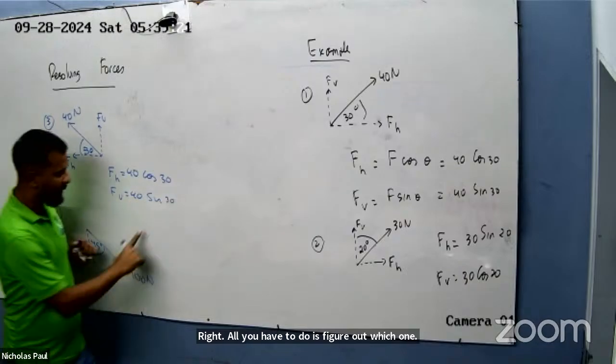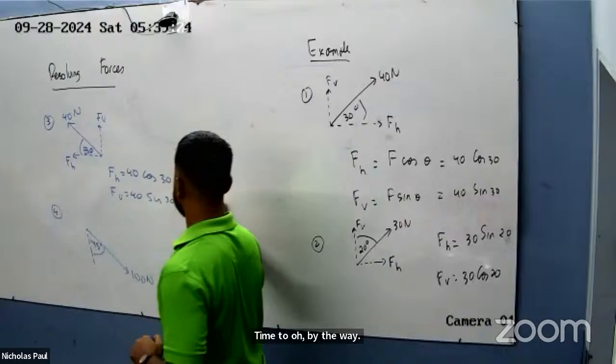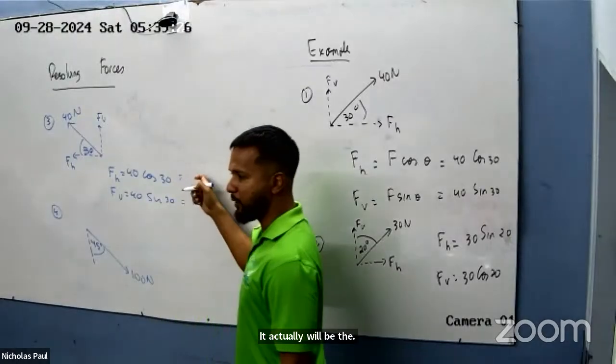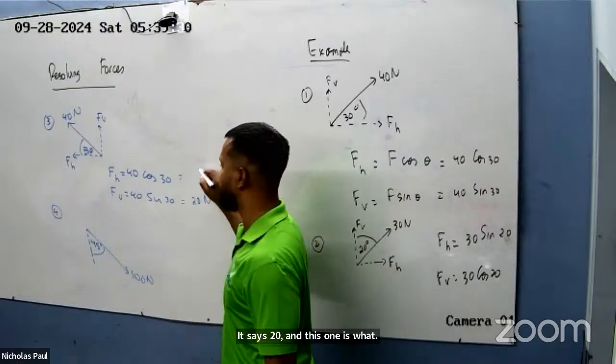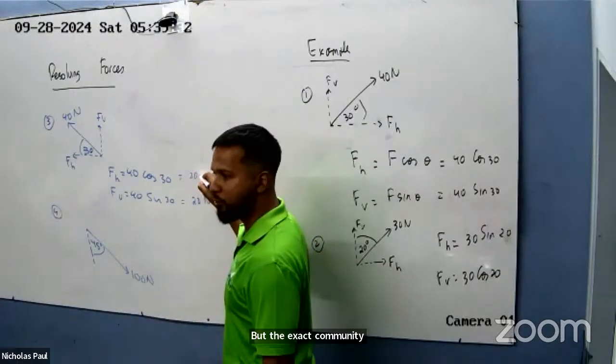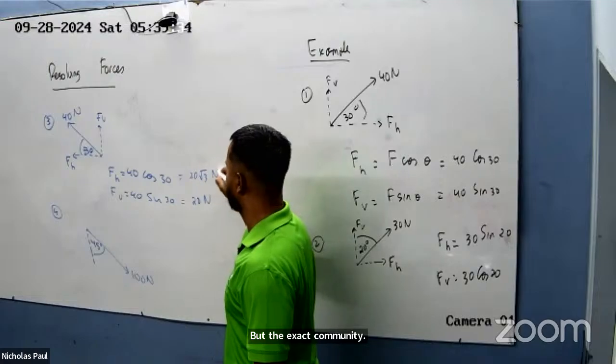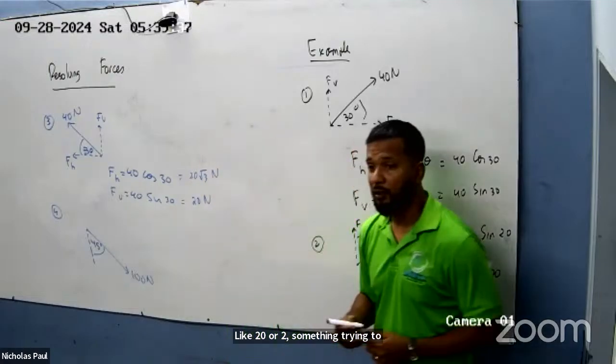By the way, you should actually work these out. This is 20 and this one is what? What's the exact value? Give me the value with the root. Like 20 root 3 or something? 20 root 3.